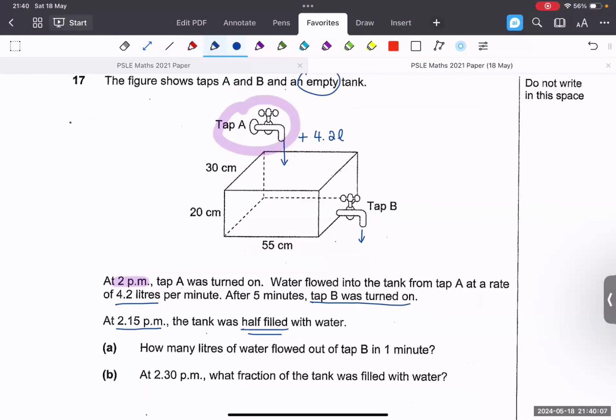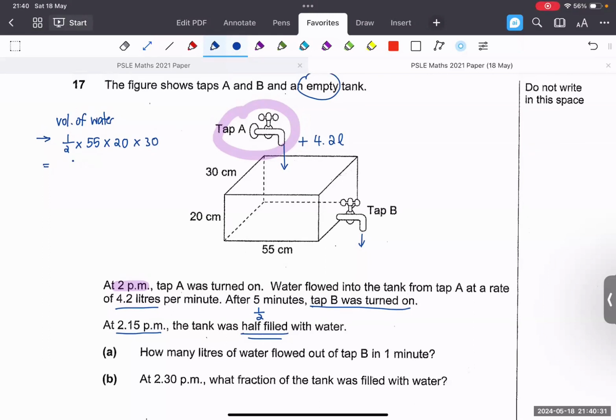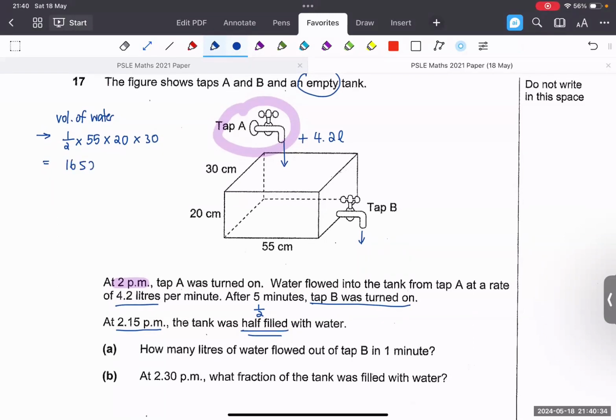So first thing, even if you do not know how to do it, you read the question, you find part by part. So the tank is half filled with water. Half filled means I can find the volume of water by taking half times 55 times breadth times height. It will give me 16,500. That's the volume of water in the tank at 2:15.